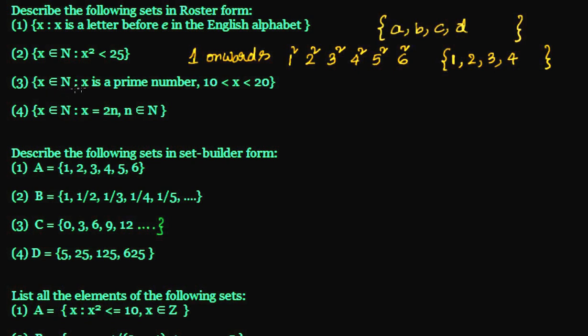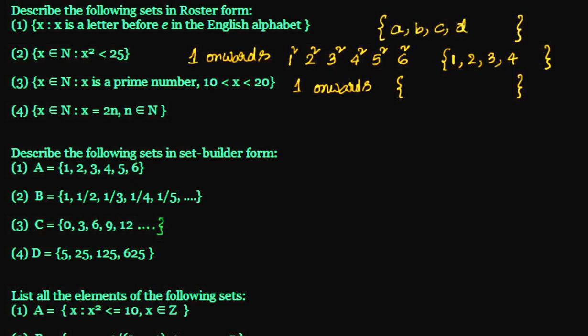x is such that x belongs to N first of all. So again we start from 1 onwards because it's natural numbers. x is a prime number and 10 is less than x less than 20. What's the meaning of that? We want all the prime numbers which are between 10 and 20, and x is also a natural number. So between 10 and 20, what are the prime numbers you have?